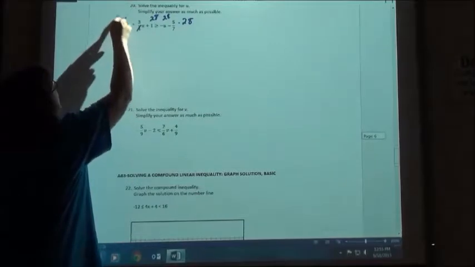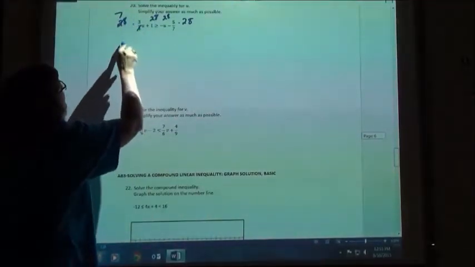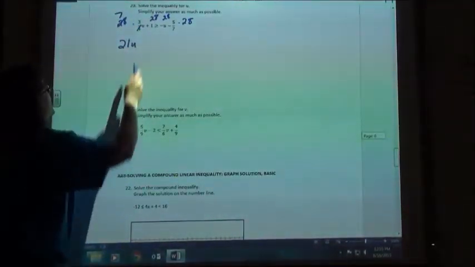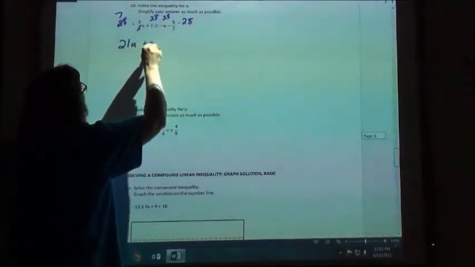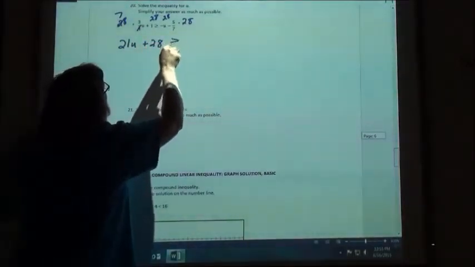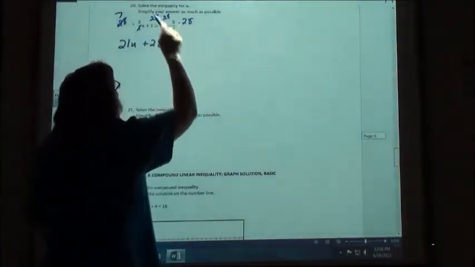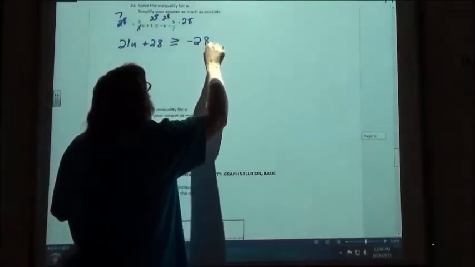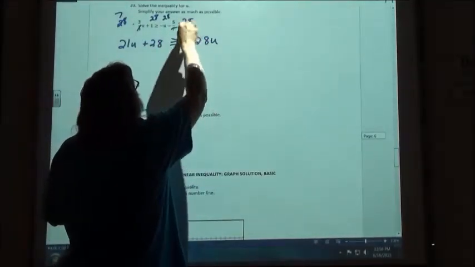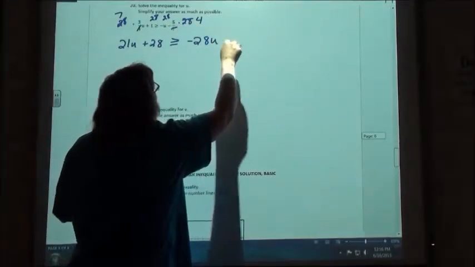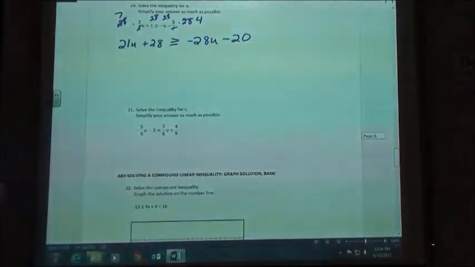4 goes into 28 7 times, 3u would be 21u. Here we didn't have a fraction. 1 times 28 is still 28. Here, 28 times negative u is negative 28u. And then 7 goes into 28 4 times, negative 5 would be minus 20. And I got rid of all my fractions and made life a whole lot easier.